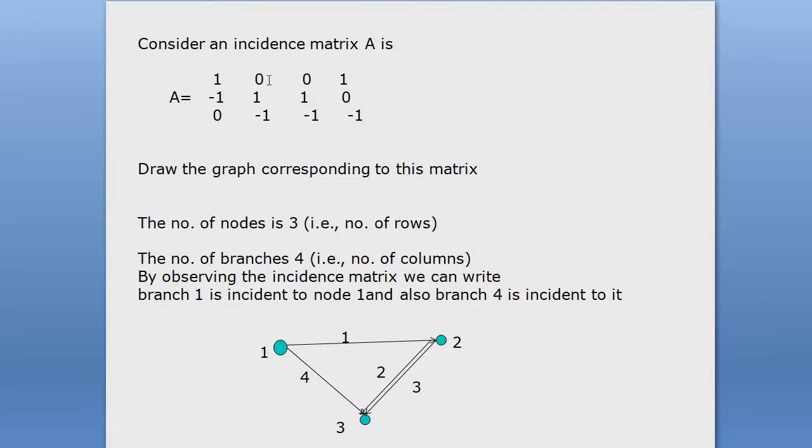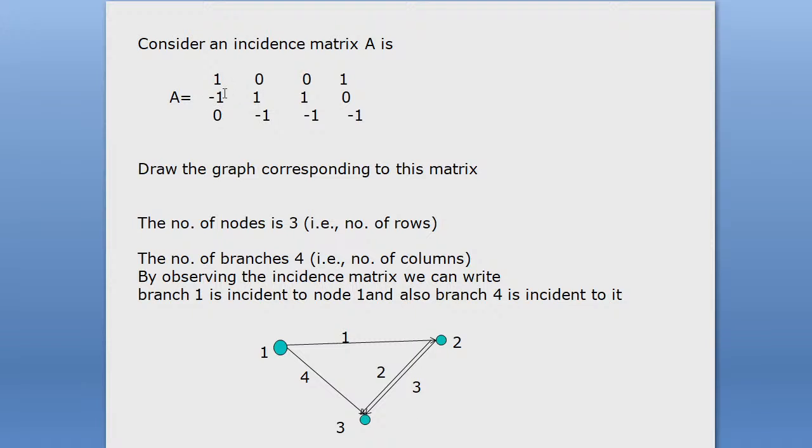That means +1. 0, that means node 1 is not connected with branch 2. You see, node 1 is not connected to branch 2. 0, branch 3 is not connected with node 1, that's why 0. You see, this is branch 3. And branch 4, 1 means it is connected to node 1. You see 4 is connected to node 1 and plus 1 means it leaves from node 1. That's why we have put the arrow in the opposite direction.